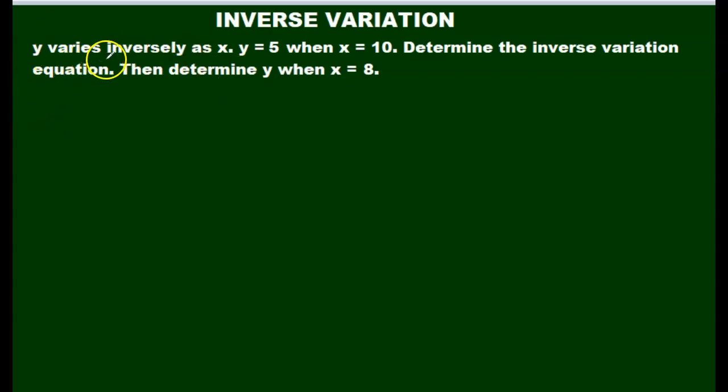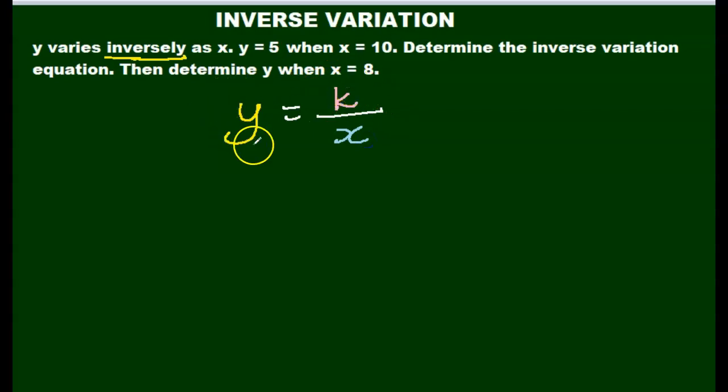Here, y varies inversely, that's our keyword, as x. y is equal to 5 when x equals 10. Determine the inverse variation equation, then determine y when x equals 8. So we can write it as y equals, now it's an inverse variation, so we can say it's k over x, with k being your constant of proportionality.